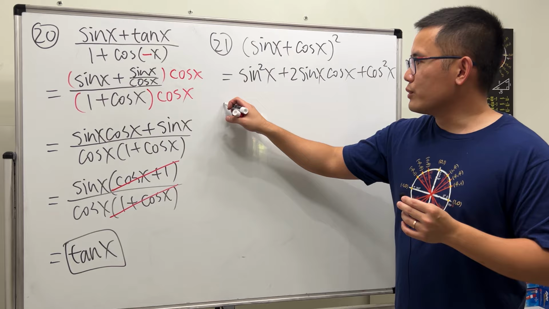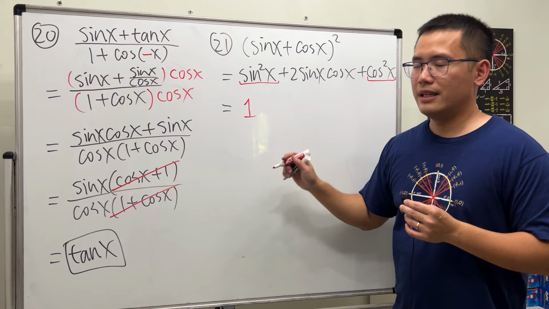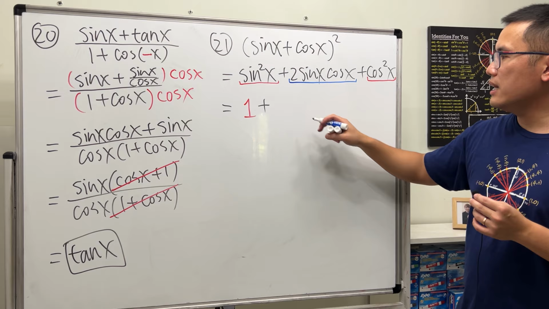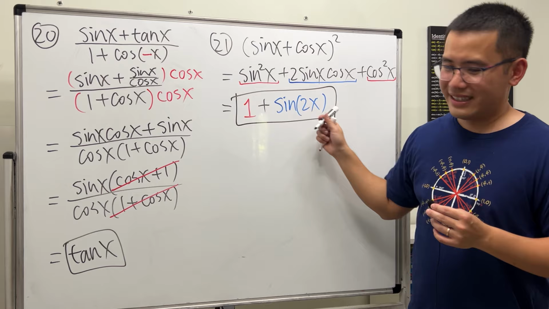This is so nice because we have two very nice identities for this question. The first one is sine squared plus cosine squared is just nicely equal to 1. And then 2 sine x cosine x is just the double angle identity for sine, so we have sine of 2x. So nice. One of my favorites. Right? Just like that.